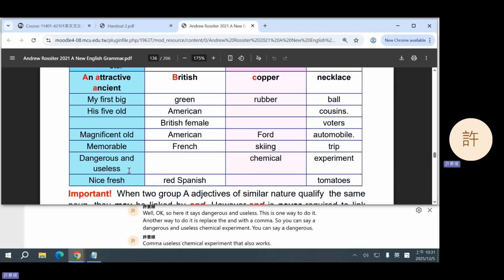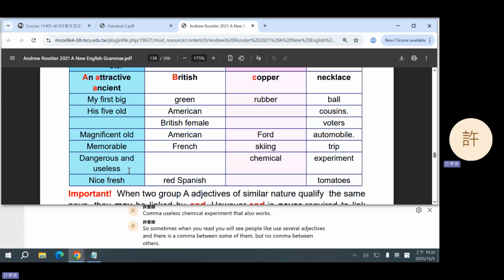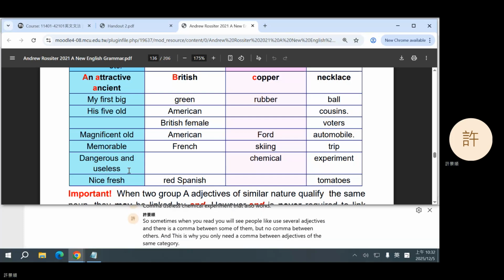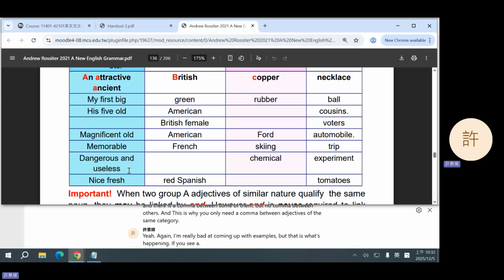So sometimes when you read, you will see people use several adjectives and there is a comma between some of them, but no comma between others. And this is why. You only need a comma between adjectives of the same category. Again, I'm really bad at coming up with examples, but that is what's happening if you see a comma in a list of adjectives.